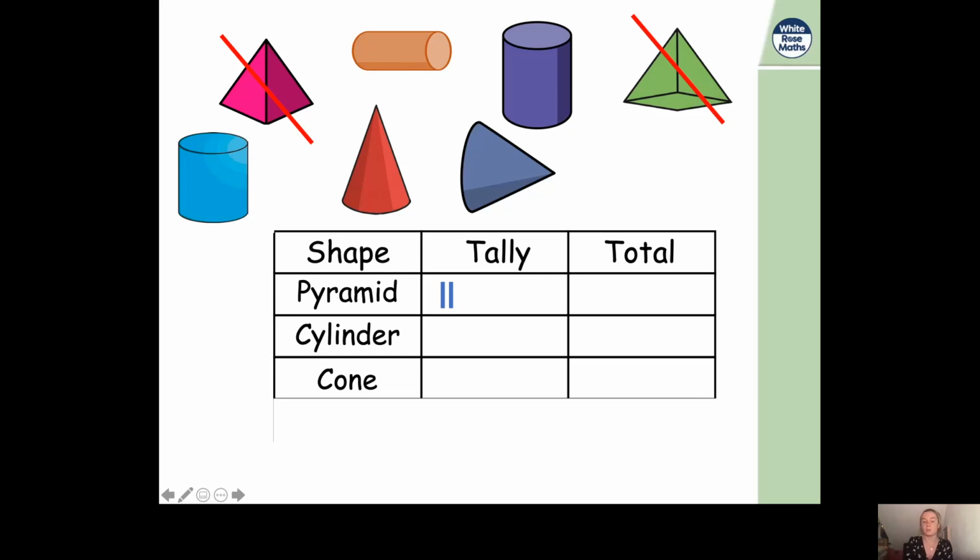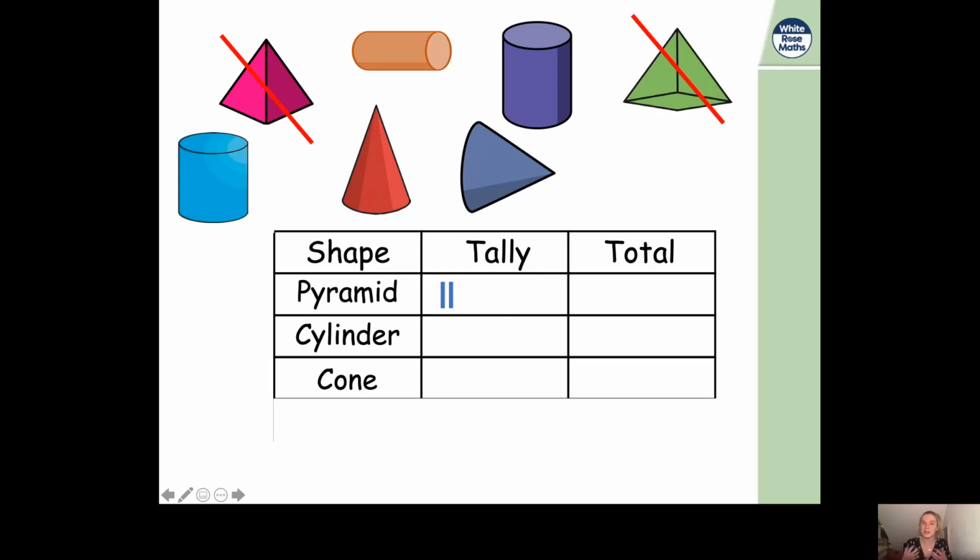Remember, you add one tally mark for each one, don't you? One tally mark represents one shape. So are there any other pyramids? No, I can't see any others because all of the shapes that are left have a curved surface, don't they? And a pyramid doesn't. So let's move on to cylinders now and cones. Could you pause the video and see if you could complete the tally chart for cylinders and cones?